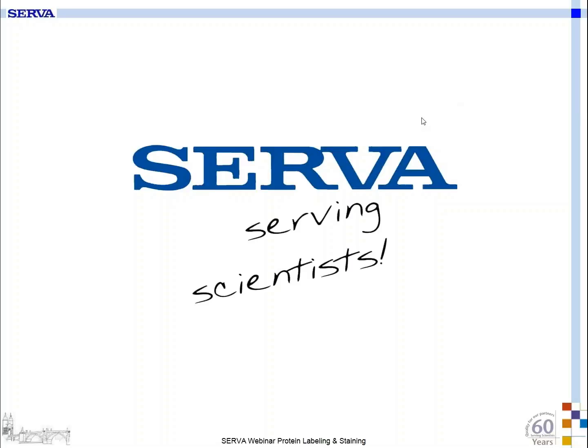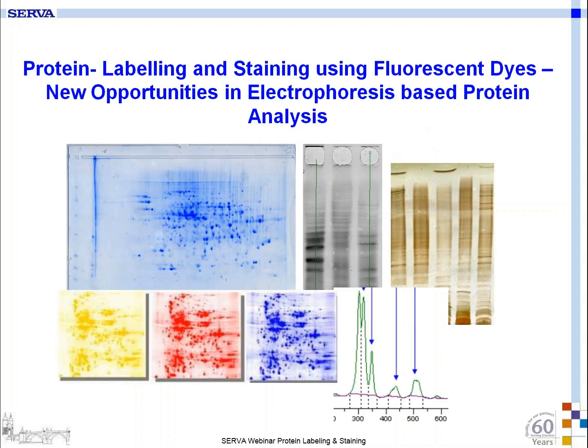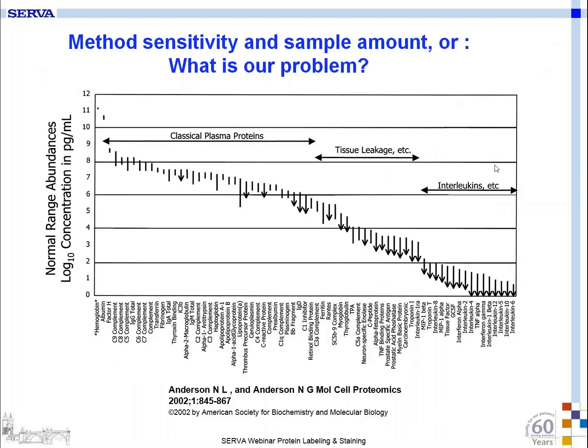So this is our today's topic: protein labeling and staining using fluorescent dyes and new opportunities in the electrophoresis based protein analysis. So what is the big problem when you are talking about sensitivity and sample amount?